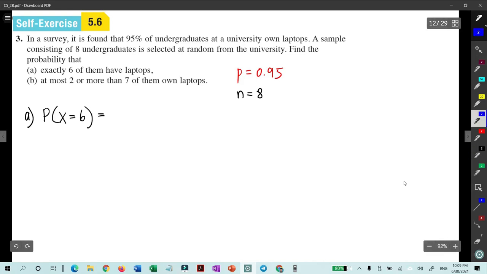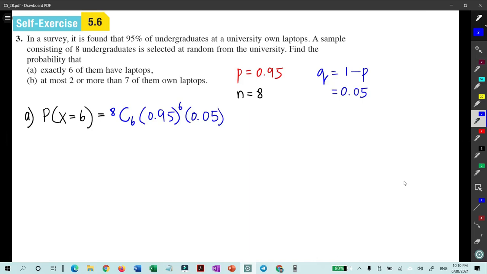Since the value of n is 8, it's going to be 8C6 times 0.95 to the power of 6, followed by the value of Q. Q is equal to 1 minus P, so the value of Q is 0.05. So we will multiply this with 0.05 to the power of 8 minus 6, which is 2. Next, we just key this into the calculator.